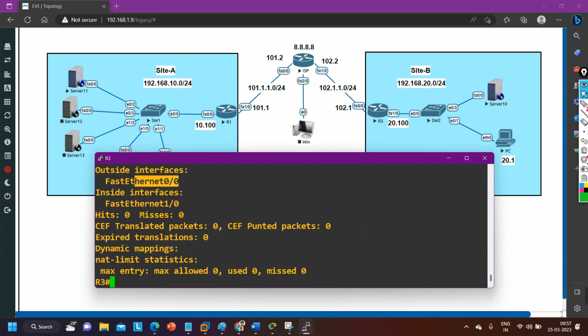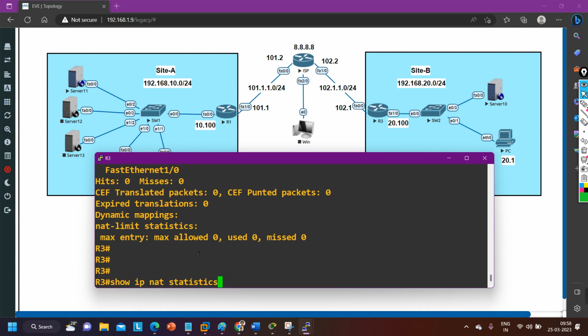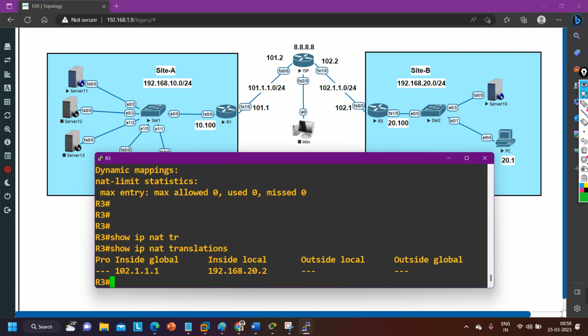Okay. So after that, the next command that you can run over here is translation. Show IP NAT translation. So see, this router is going to translate this private IP address into this public IP address whenever it receives traffic on the inside interface, and whenever it receives traffic on the outside interface, it will translate this public IP address into this private IP address.